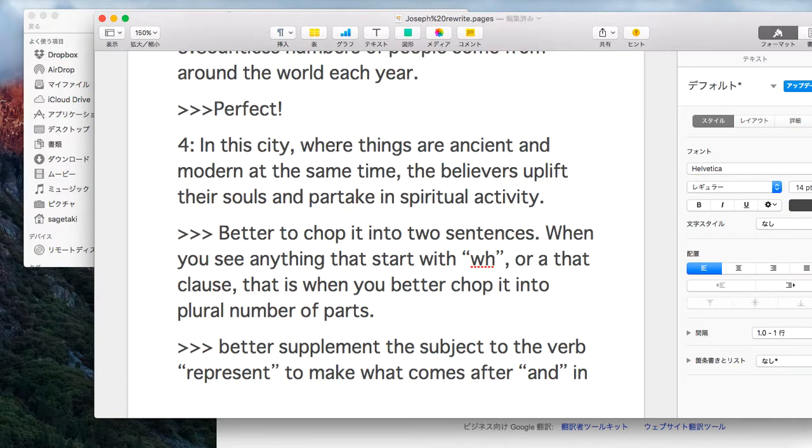So you better chop it into two sentences to make it compatible to Japanese as well. It's better to chop it into two sentences. When you see anything that starts with which or where or when or whatever, or a that clause, it is something that you got to be very careful about when you're translating from Japanese to English, or English to Japanese as well, because the word order will be upside down and left side right, and that is when you better chop it into plural parts. And this is one tip.